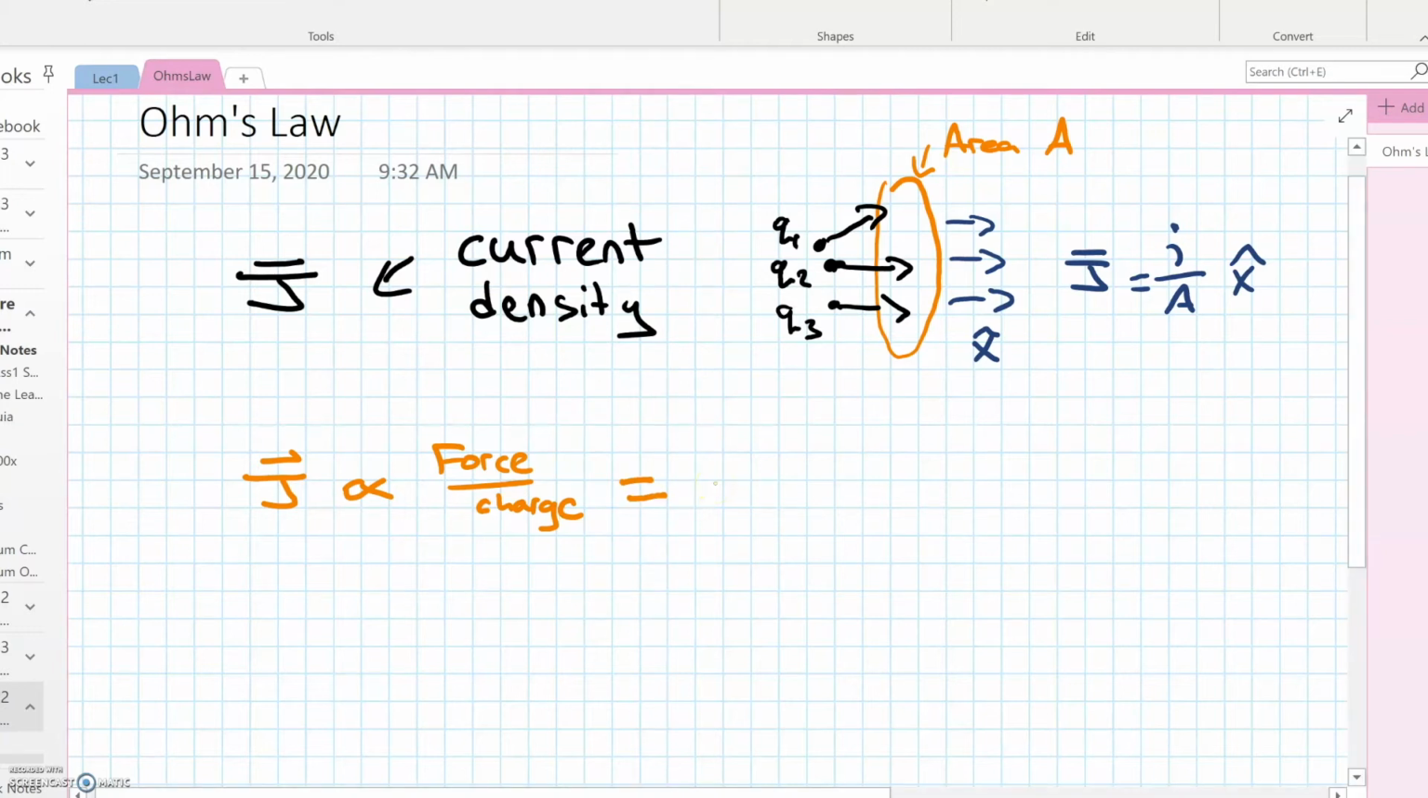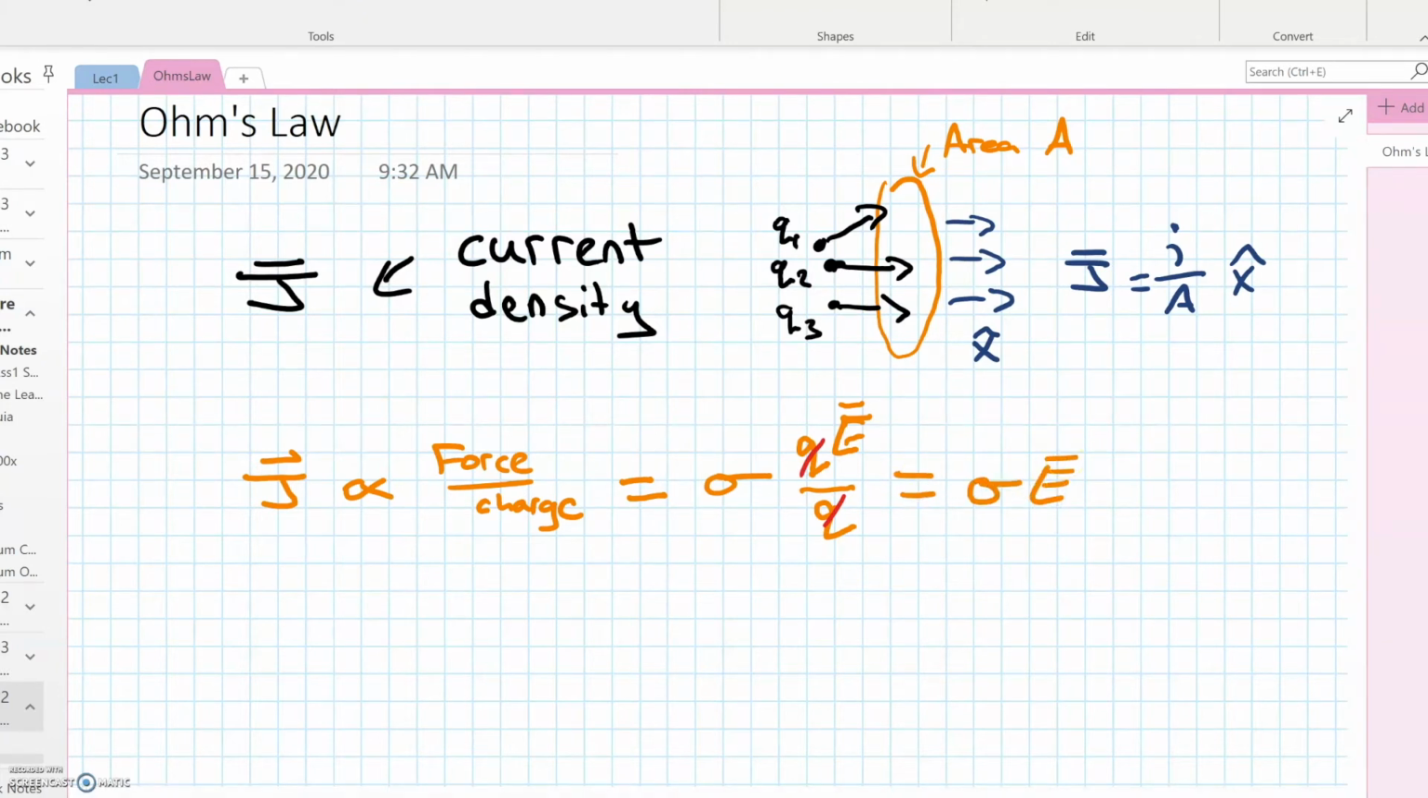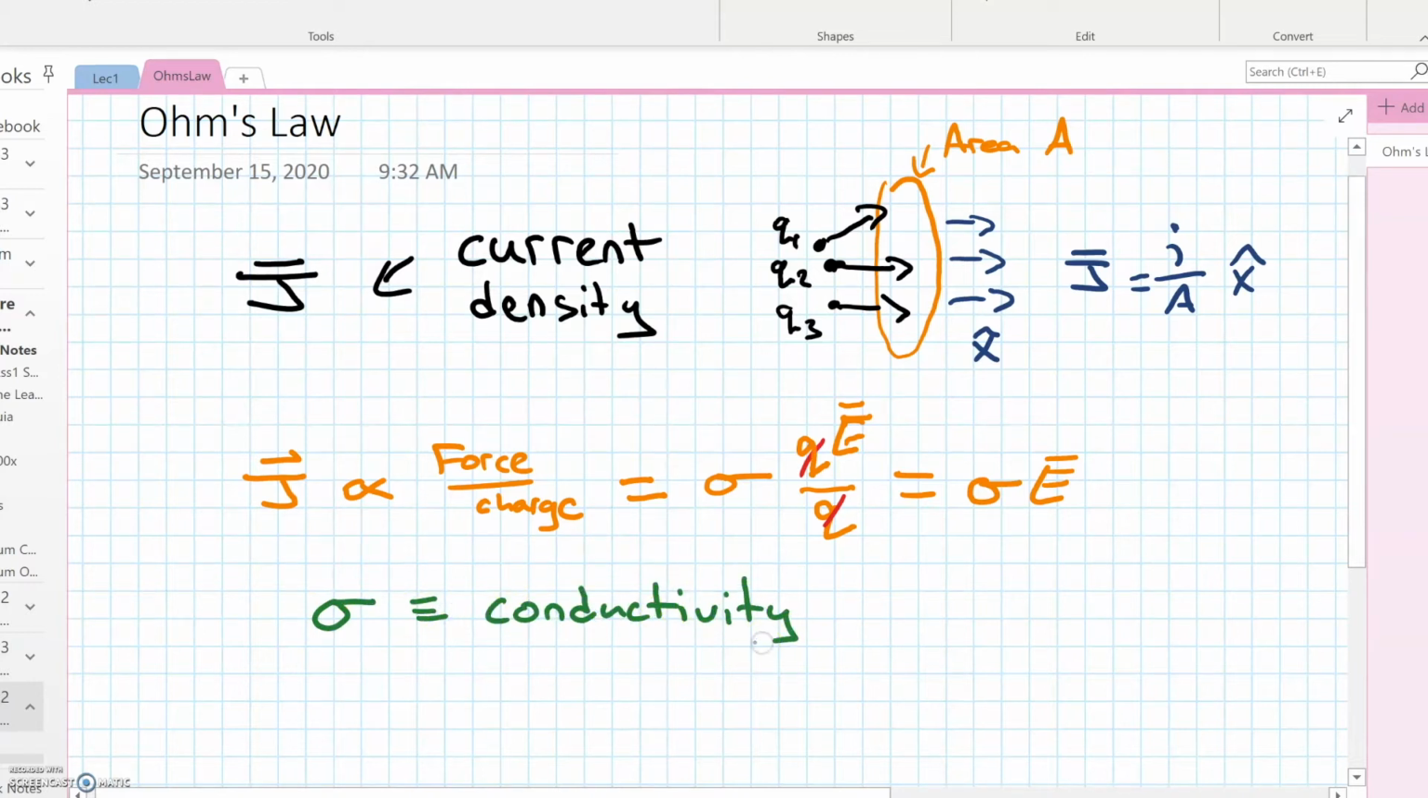So, it's proportional means there's a constant of proportionality, and the force per charge, the force is the Coulomb force, QE, per charge. That constant of proportionality is called the conductivity. We can also talk about the inverse of conductivity, and that's the resistivity.